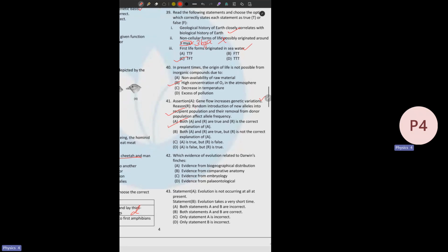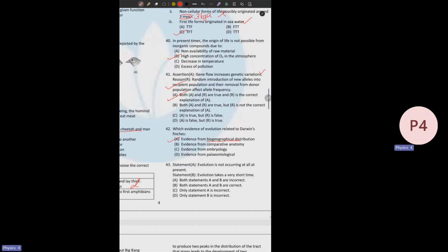Which evidence of evolution is related to Darwin's finches? It is biogeographical distribution, that from South America they got distributed onto the Galapagos Islands, and hence adaptive radiation occurred in Darwin's finches also. It is what biogeographical distribution is called.